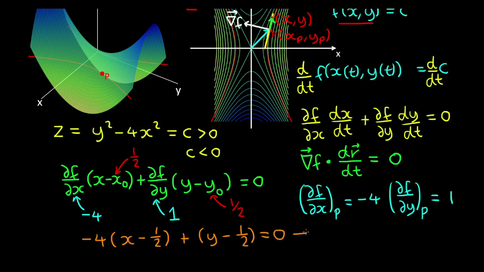So we can write this in the form of y is equal to 4x, and we have minus 4 by minus 1/2 is 4/2, minus 1/2 is 3/2, and subtracting it from both sides, we get minus 3/2. So the tangent line has a positive slope, which makes sense, and a y-intercept below the horizontal axis.